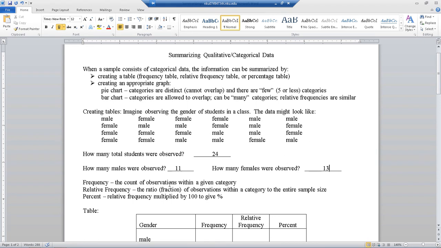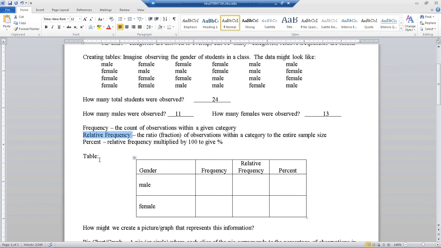Now, there are 3 types of tables or graphs that we can do. We can do frequency, which just means the count. So that would be the 11 and the 13. There's what's called relative frequency, which is the ratio of part to whole. So 11 out of 24 and 13 out of 24. And we could write that either as a fraction or as a decimal, and then percent. And in the percent, we're going to write basically the relative frequency multiplied by 100, and then write the percent sign after it.